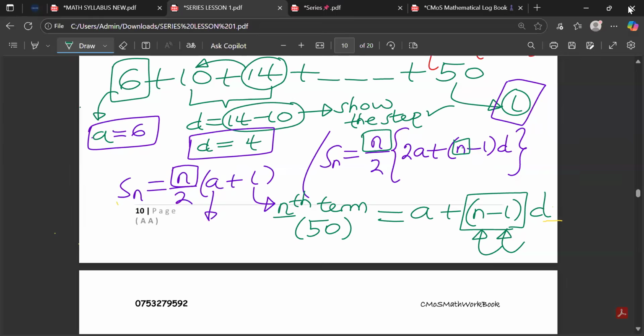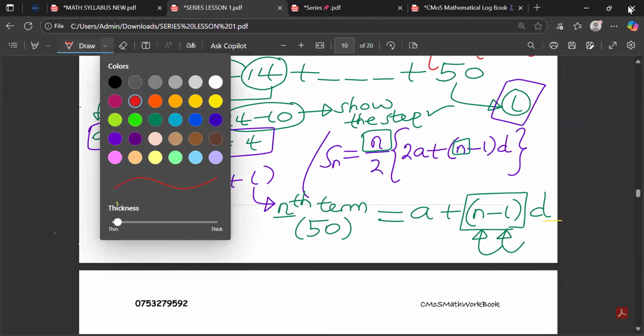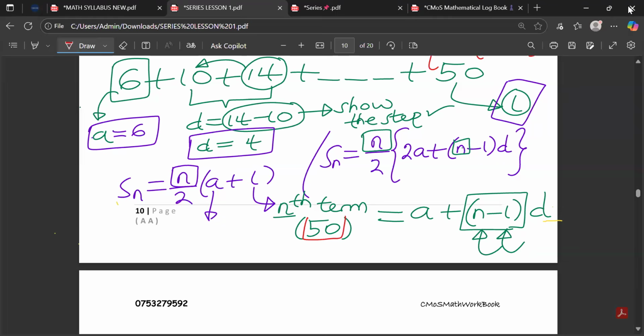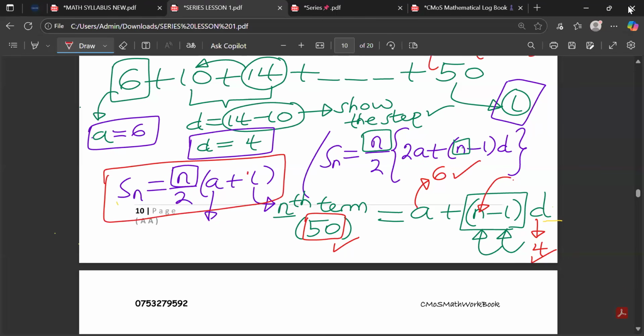So people, you look here. I just want to make this interpretation. Do you realize that this side we have 50? Here we are having a, which a is 6. Here we are having d, which d is 4. You get the point? Now, do you see? We have 50, we have 6, we have d. Do you realize that we can get n and later come back and use this formula? Because we shall have our L as 50, we shall have our A as 6, we shall have our n as obtained from this formula of nth term.